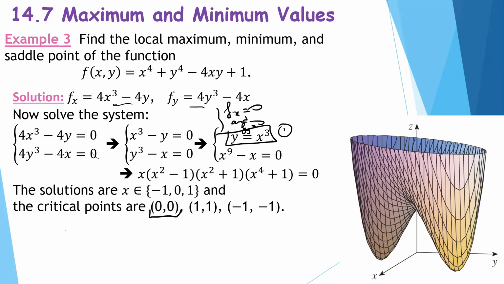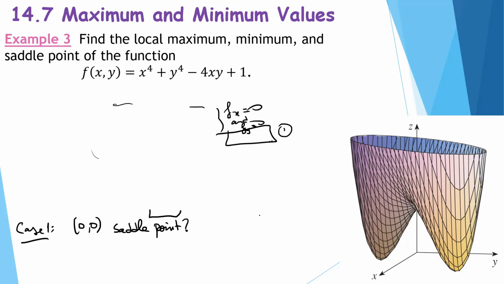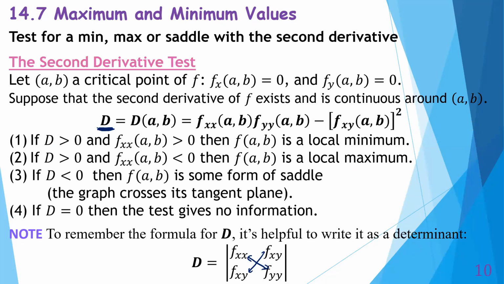Let's take the first point. Case one, the point (0, 0). Is it a minimum, a saddle point, or a maximum? From the picture, what do you think about the point (0, 0) here? We expect it to be a saddle point. How do we know it is a saddle point? What does the theory say? We need to apply the theory analytically. What does a saddle point mean in this test? Corresponding to which configuration?